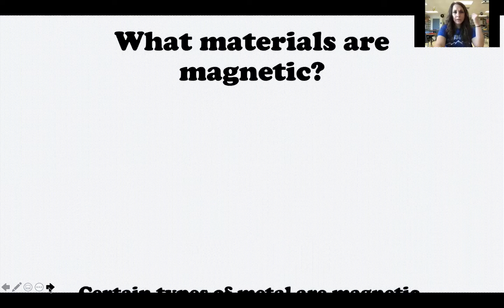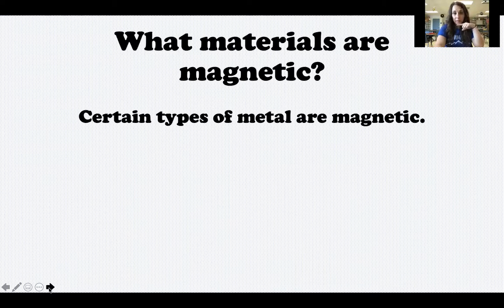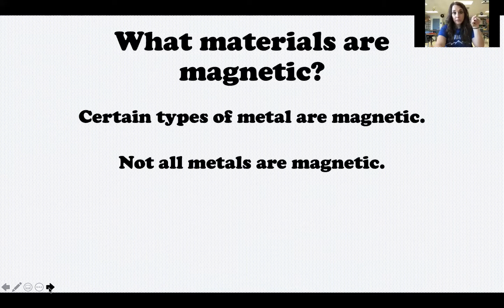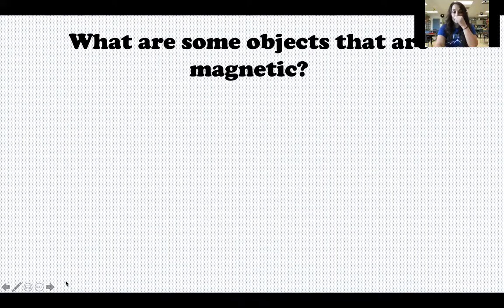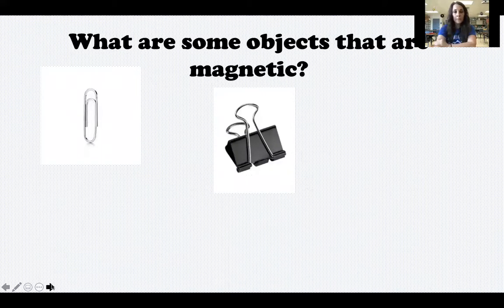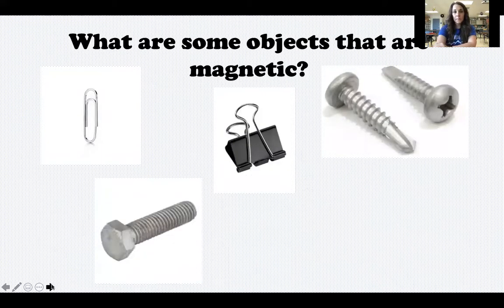So what types of materials are magnetic? Certain types of metals, but not all metals. The most common type of metal that is magnetic is called iron. There are some other types called steel, nickel, and cobalt that are also magnetic. Some objects that are magnetic are a paper clip, a binder clip, screws, bolts, and nails. All of these objects are made up of metals, like I just mentioned on the slide before, that are magnetic.